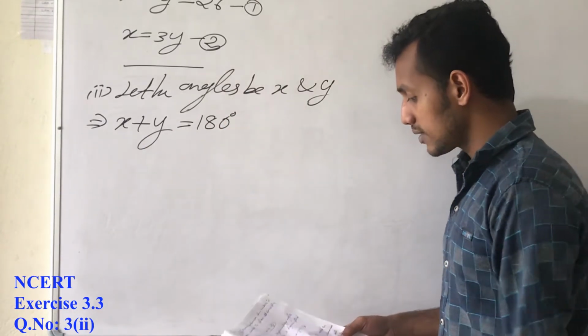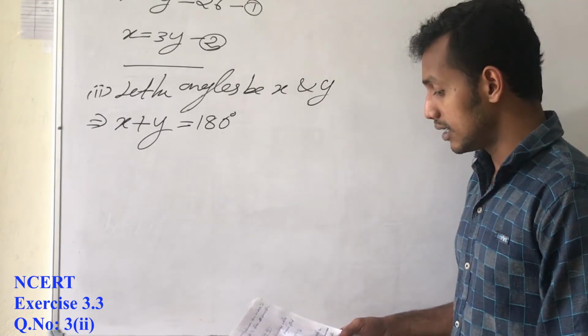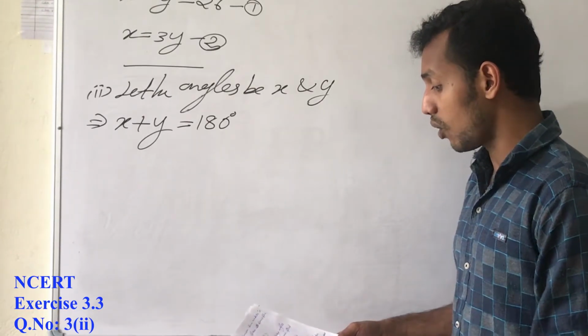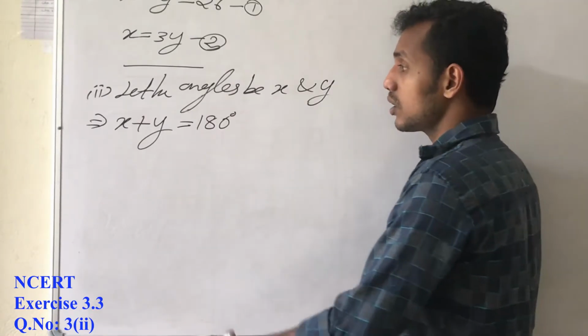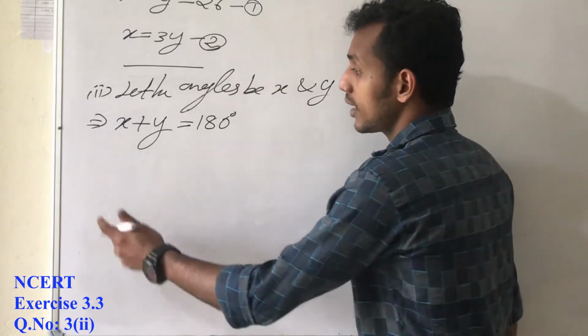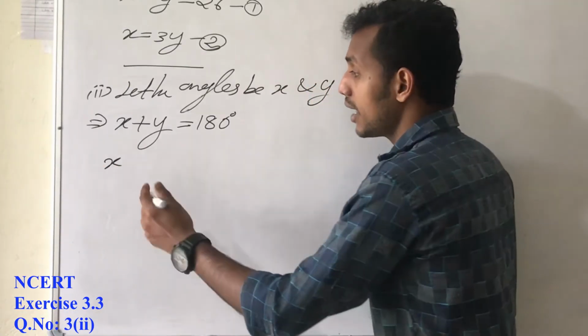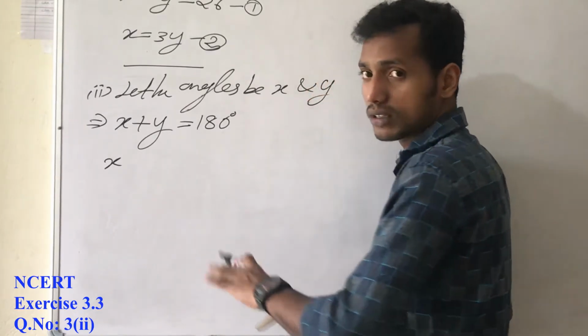Similarly, what is the second condition? The larger of these supplementary angles exceeds the smaller by 18 degrees. So for the larger you can take either x or y. Here I am going to take x. So x exceeds the smaller by 18 degrees. Exceeds means it is more than.